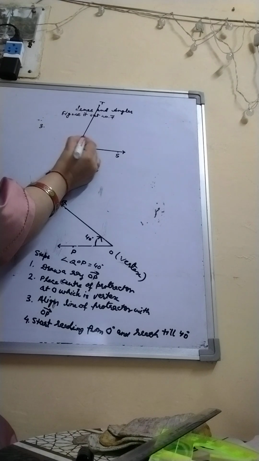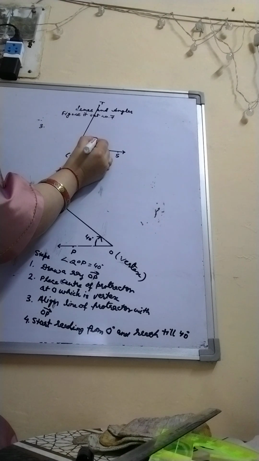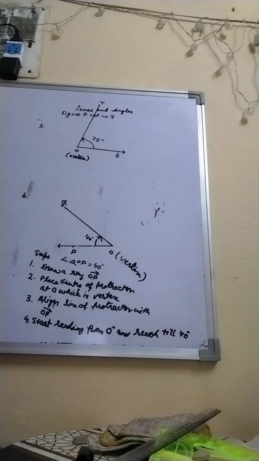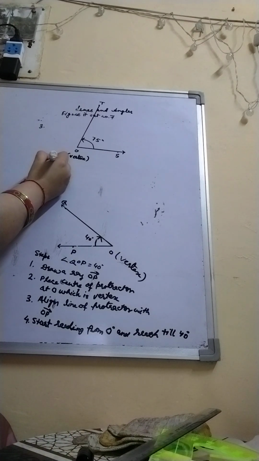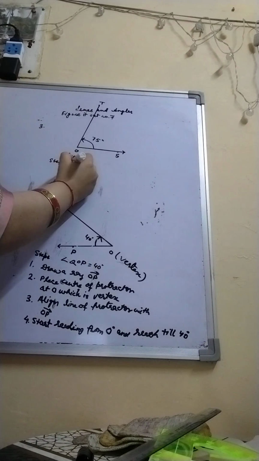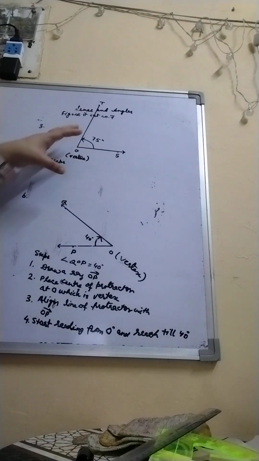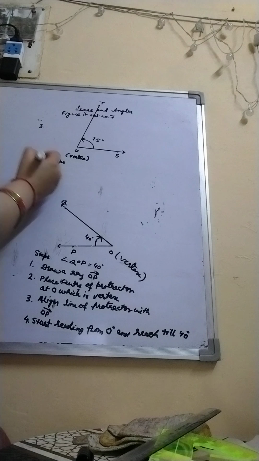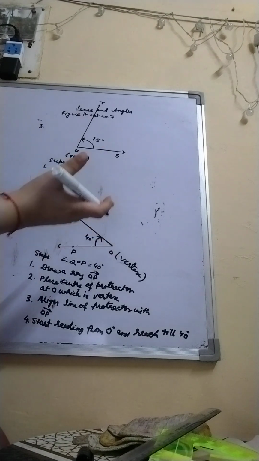Write the turning and you get 75 degree. So this is the angle. Okay. Then comes writing the steps of construction. How would you write? When you are writing the steps of drawing an angle, start with what you did first.